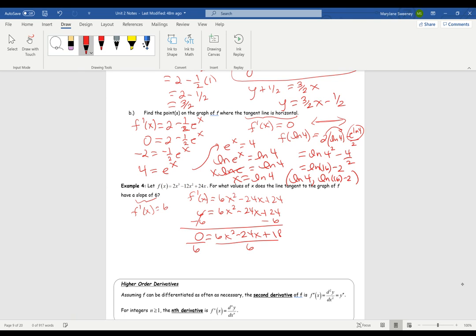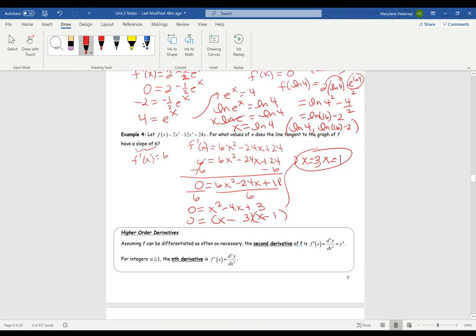Divide by 6. I usually do that when there's a GCF just to make the numbers smaller. Factor. X is 3, x is 1. And that's all they asked for is the x value. So sometimes they'll ask for the point, sometimes they'll just ask for the x value.